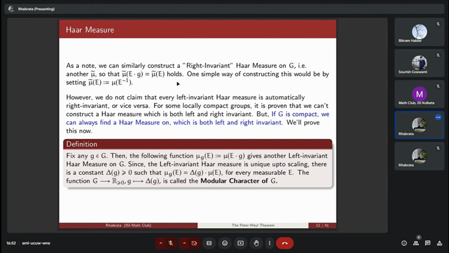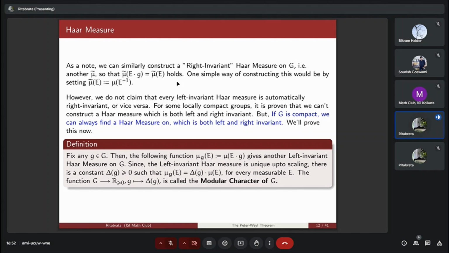But in fact, for some locally compact groups, we can formally prove that we cannot construct a Haar measure which is both left and right invariant. But we'll shortly prove that if instead of locally compact we have a stronger condition, that is, if our group is itself compact, we can always find a Haar measure which is both left and right invariant. We'll prove this now. We need some machinery for this, which we'll define now.